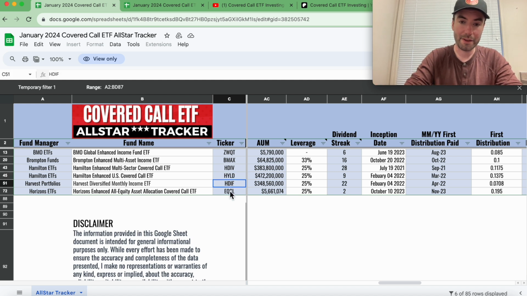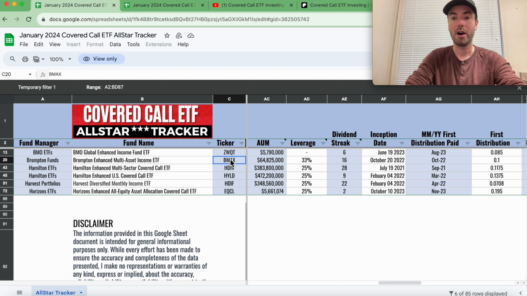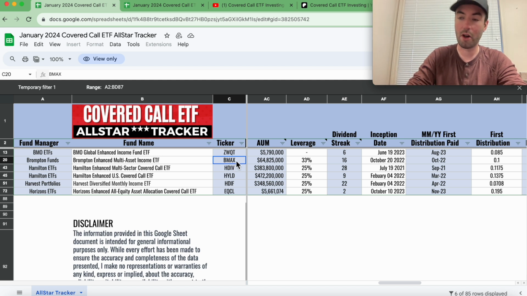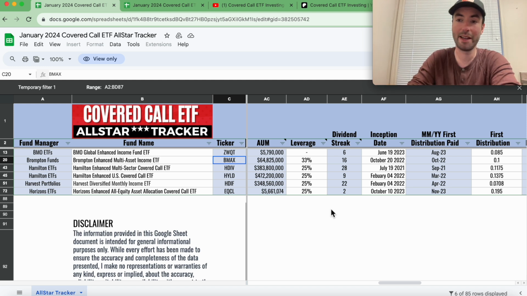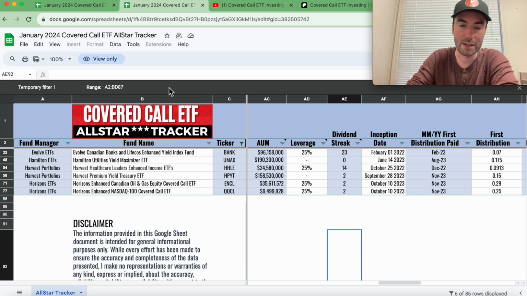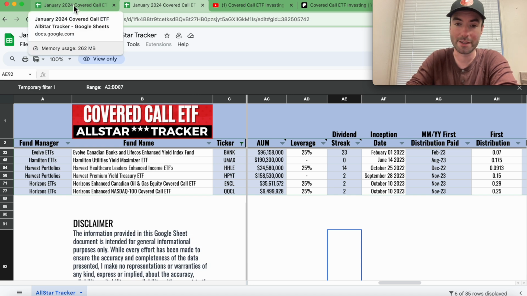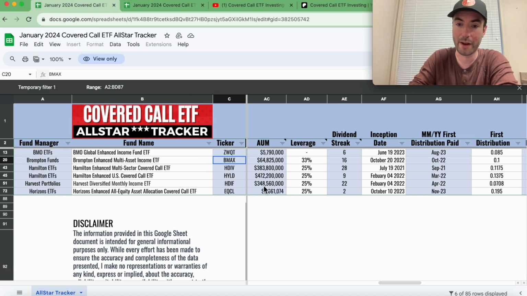But for Harvest and Horizons, for BMO and for Brompton, they already have that. They already have their in-house funds put into these all-in-one CoveredCall ETFs. So in my mind, no surprise there. The total AUM of these six versus these six is more than double, simply for diversification reasons. So you just simply get more funds.